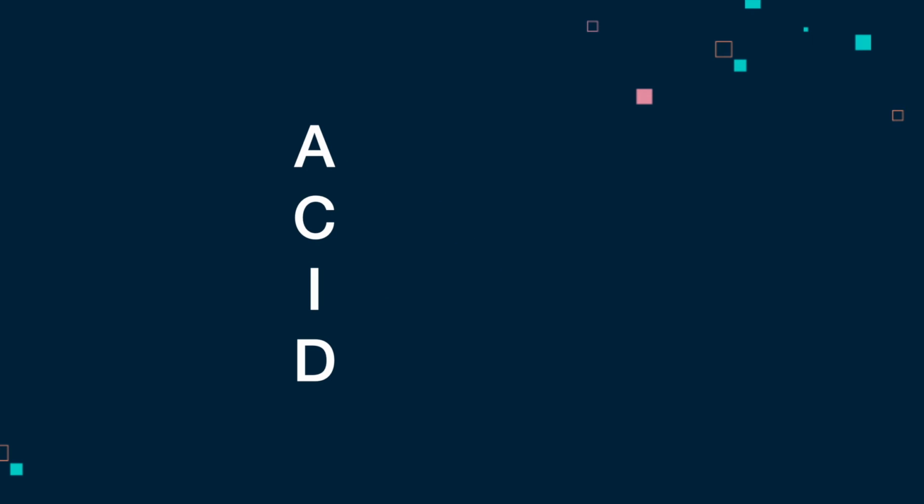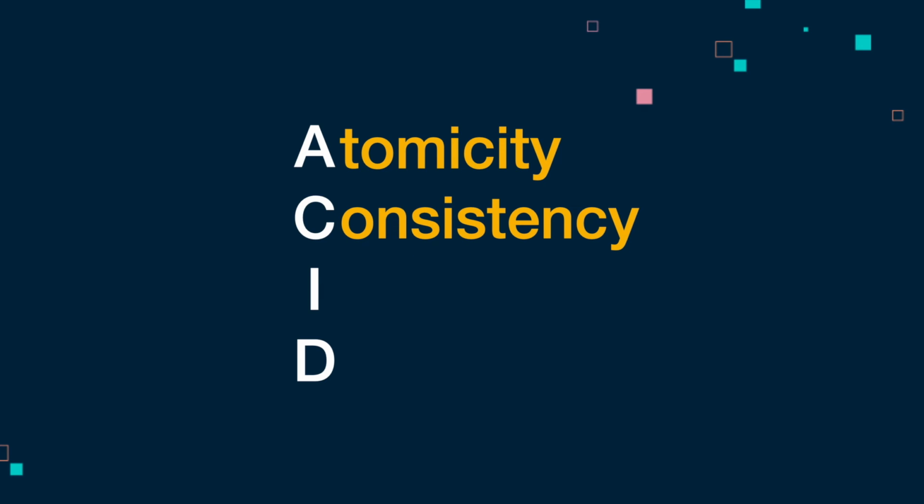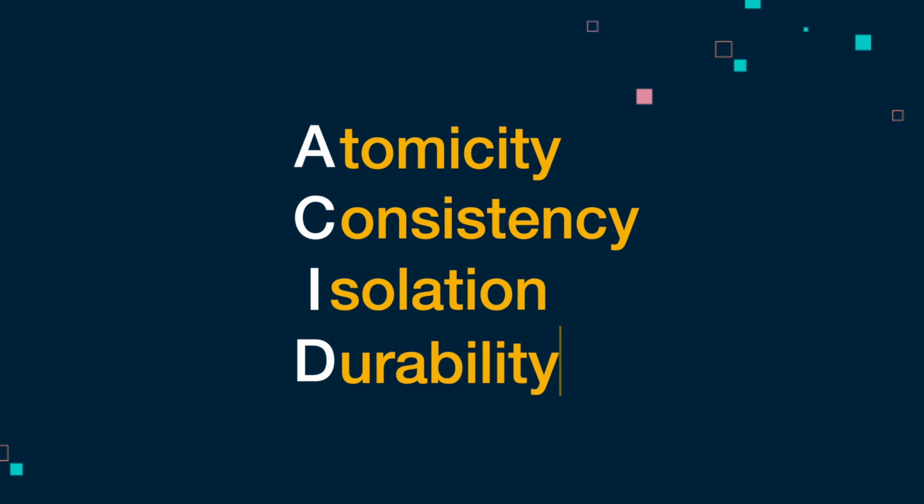The first letter, A, stands for atomicity, which means the entire transaction takes place at once or doesn't happen at all. C stands for consistency, which means the database must be consistent before and after the transaction. Next is I, which stands for isolation, which means multiple transactions occur independently without interference. And the last one, D, stands for durability, which means the changes of a successful transaction persist even if a system failure occurs. So the thing we need here is something that can guarantee the consistency.